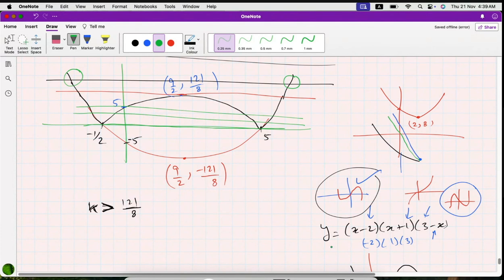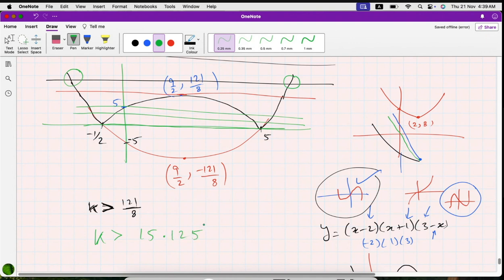I knew one of the solutions was 2x squared minus 9x minus 5 equals 0. That was one of the solutions. So k equals 0 is one of the solutions. That cannot be, because at 0 we are having four solutions.